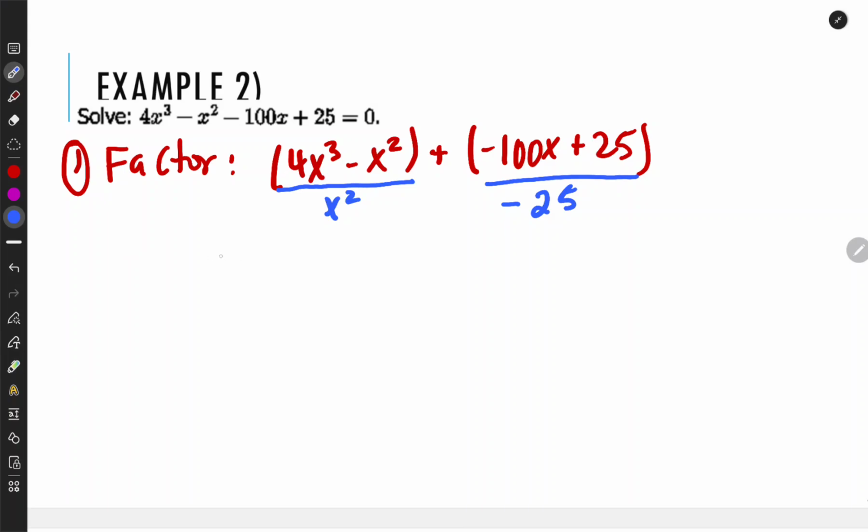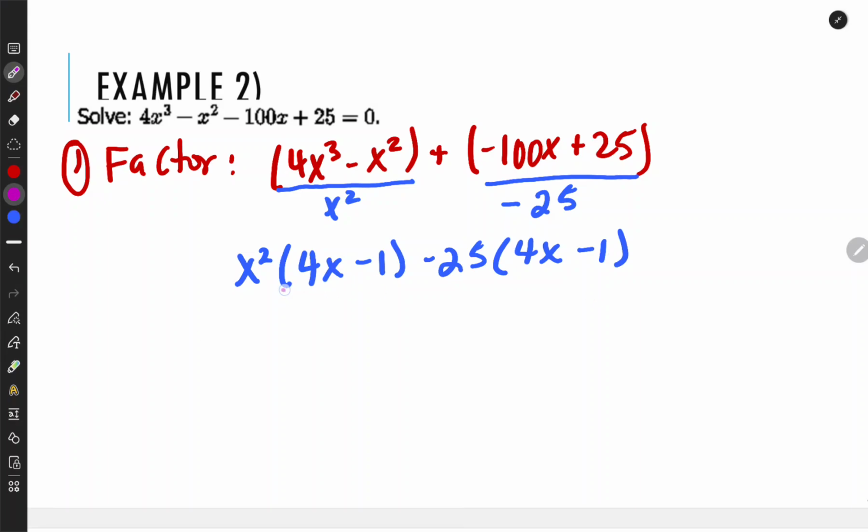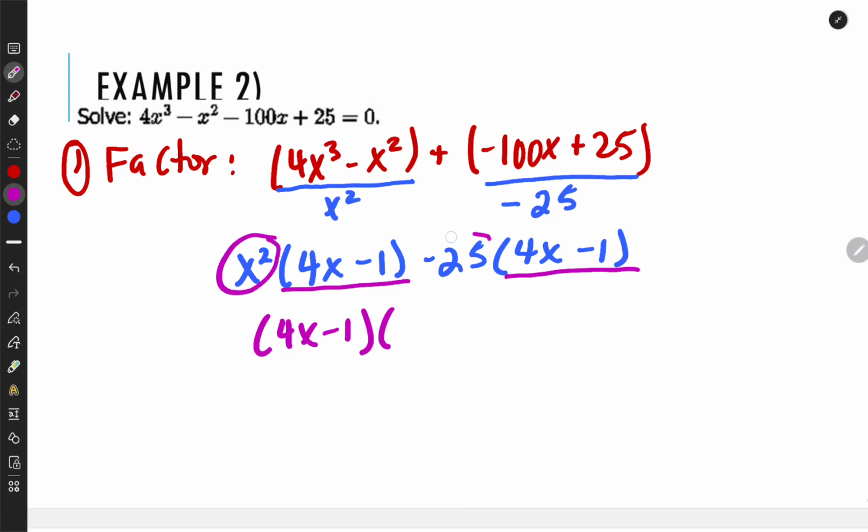So when we factor out, we're left with x squared times 4x minus 1. We're factoring out negative 25, and we're left with 4x minus 1. Now they have a common binomial. We're going to factor out that common binomial, 4x minus 1. When we factor out 4x minus 1, we're going to be left with x squared and negative 25. So now we have two factors, and we're setting this equal to 0.